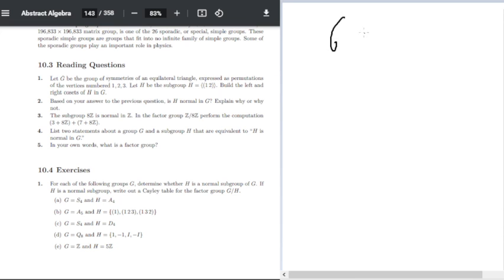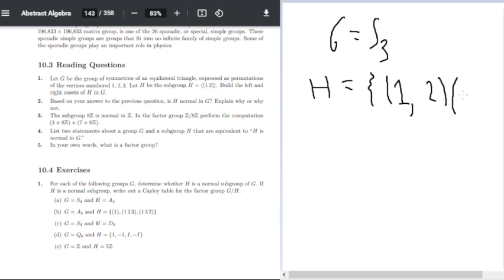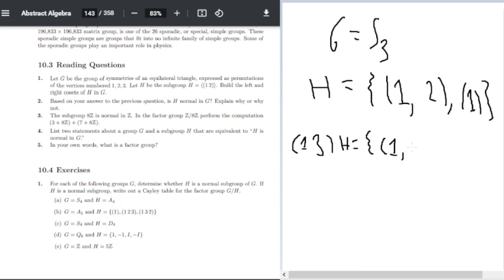So we have G is equal to S3, and we have H is equal to the set {e, (1 2)}. Geometrically, you can think of this subgroup as being the group of a certain type of reflection. Oh yeah, that's the notation they use. So first of all, let's build up our right cosets. So (1 3) H is equal to, we first apply (1 3).